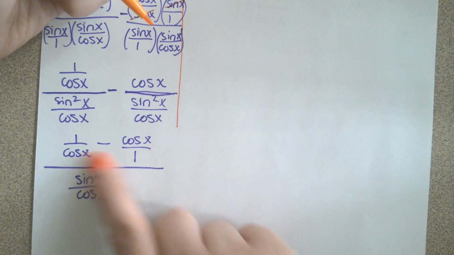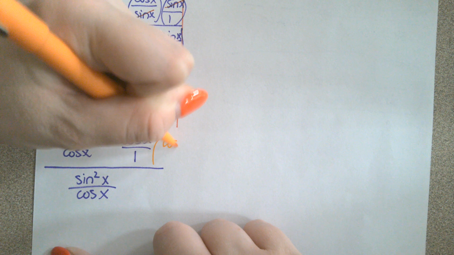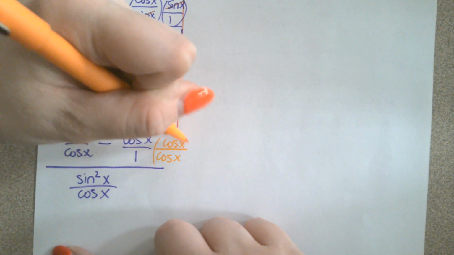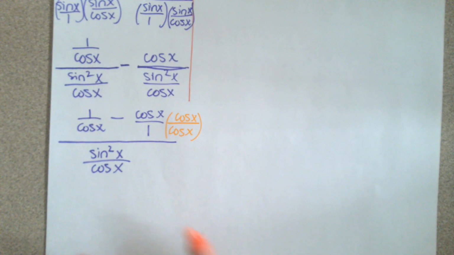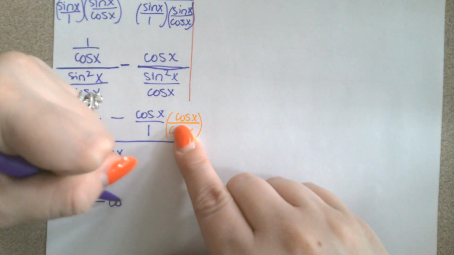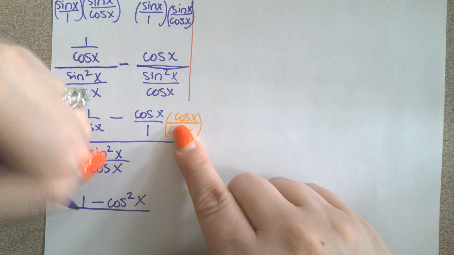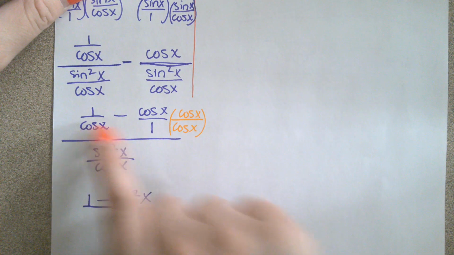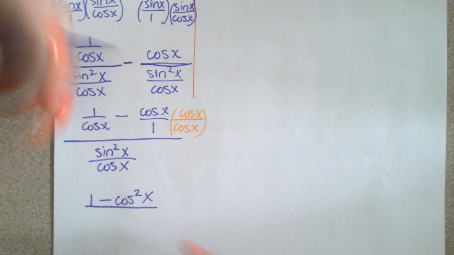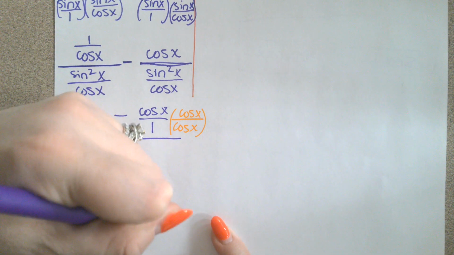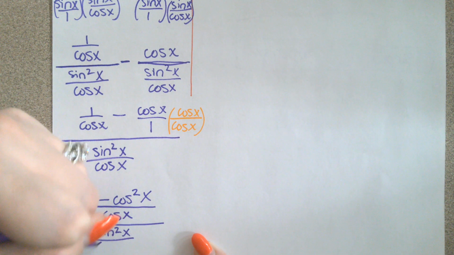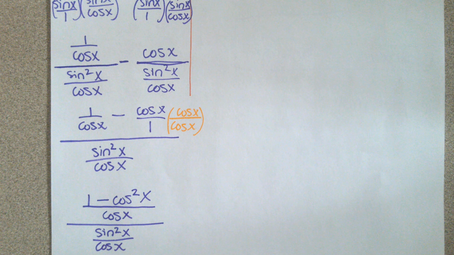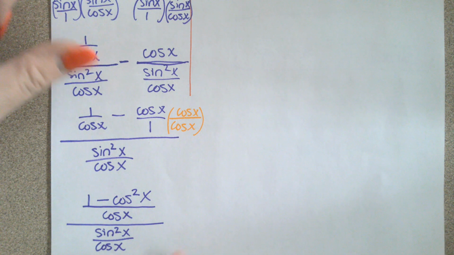Obviously, we need the common denominator to be cosine, so we're going to multiply top and bottom here by cosine of x over cosine of x. So that's going to give me 1 minus cosine times cosine, which is cosine squared x, over, that's going to be a cosine, so on the bottom my denominator is cosine, over sine squared x over cosine of x. Okay, I promise I am done.